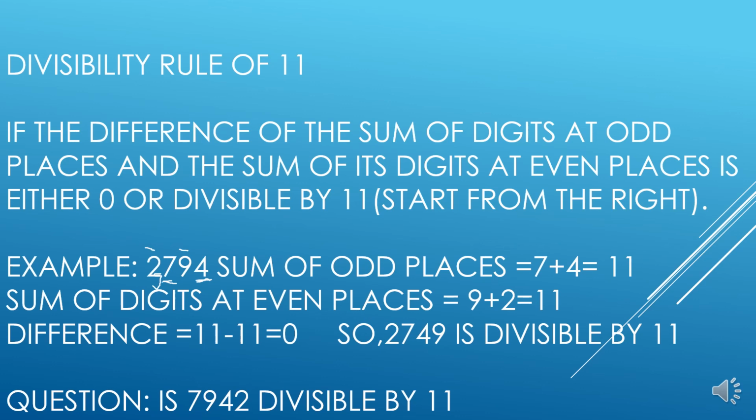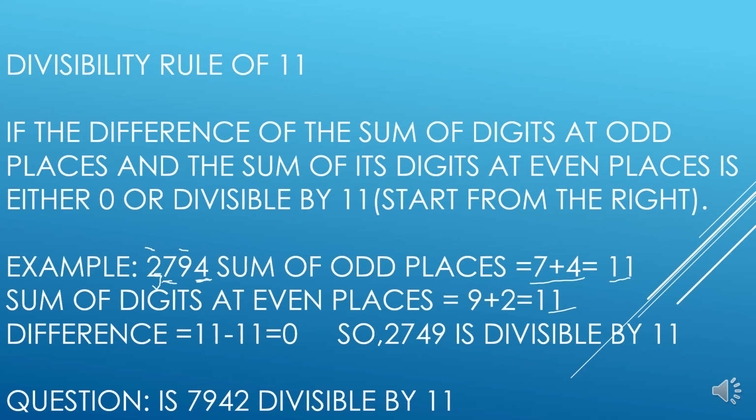So 7 plus 4 is equal to 11. The sum of the digits at the even places, which are 2 and 9: 9 plus 2 equals 11 also. So now we have to find the difference. 11 minus 11 is 0. So 2,794 is divisible by 11.